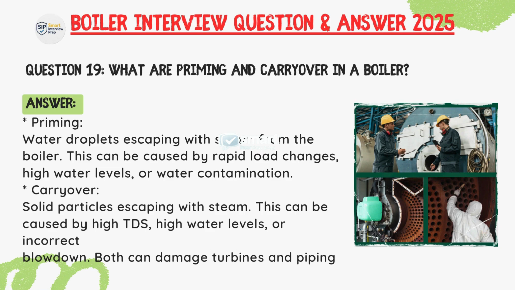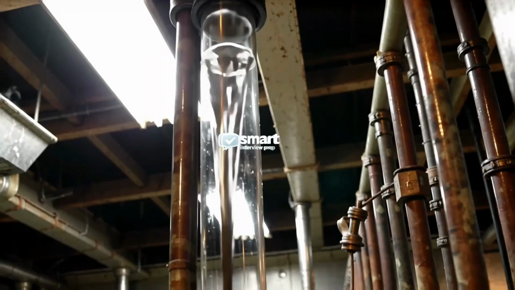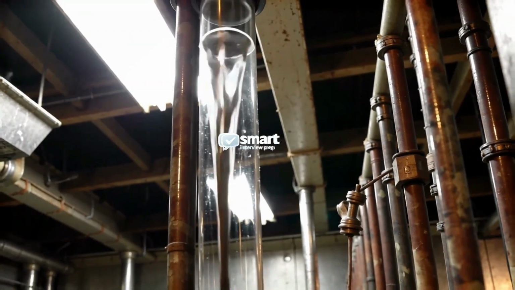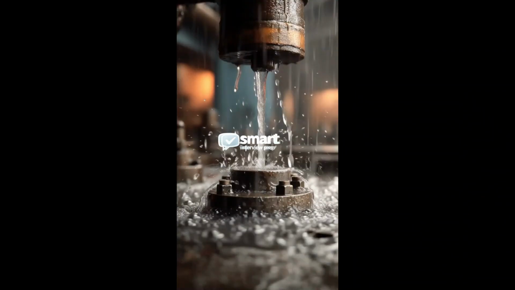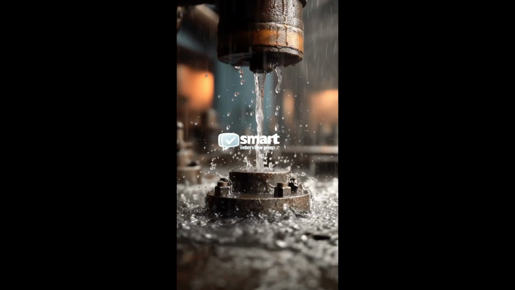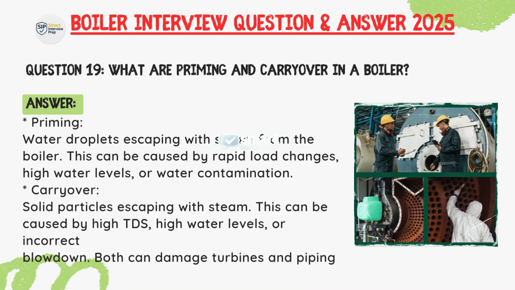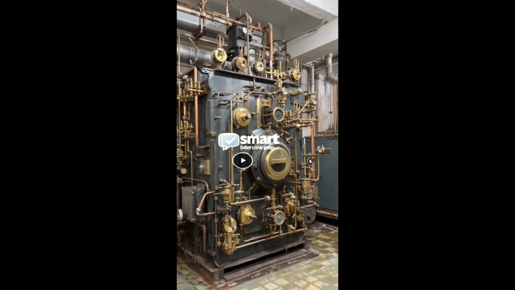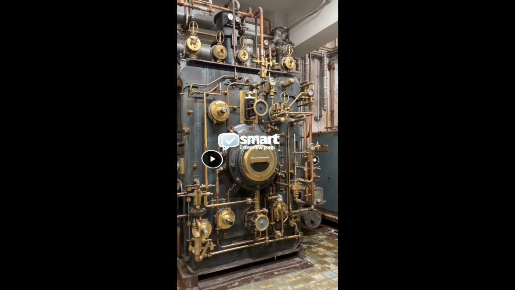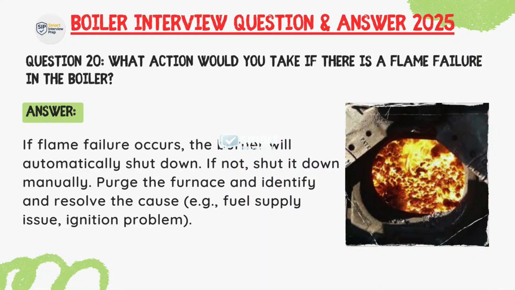Question: What are priming and carryover in a boiler? Answer: Priming: water droplets escaping with steam from the boiler. This can be caused by rapid load changes, high water level, or water contamination. Carryover: solid particles escaping with steam. This can be caused by high TDS, high water level, or incorrect blowdown. Both can damage turbine and piping.